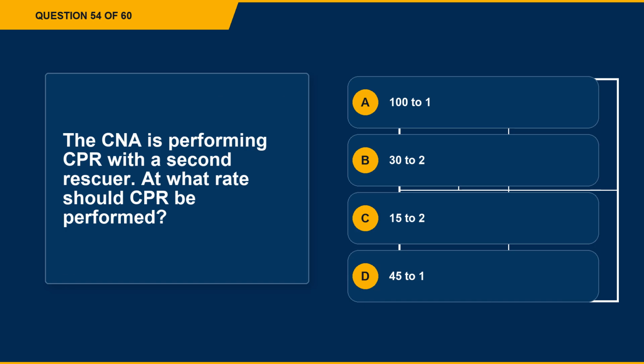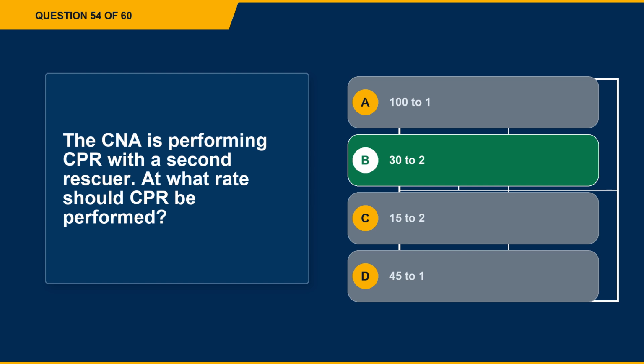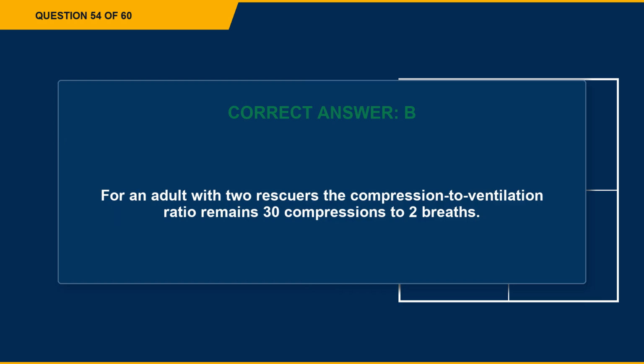Question 54. The CNA is performing CPR with a second rescuer. At what rate should CPR be performed? Option A, 100 to 1. Option B, 30 to 2. Option C, 15 to 2. Option D, 45 to 1. The correct answer is option B, 30 to 2. Explanation: for an adult with 2 rescuers, the compression to ventilation ratio remains 30 compressions to 2 breaths.